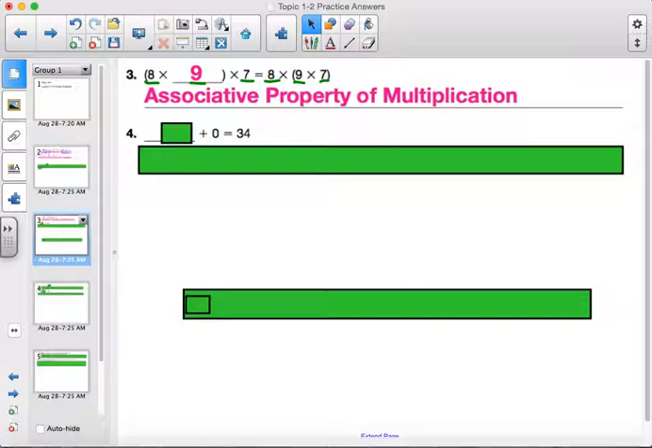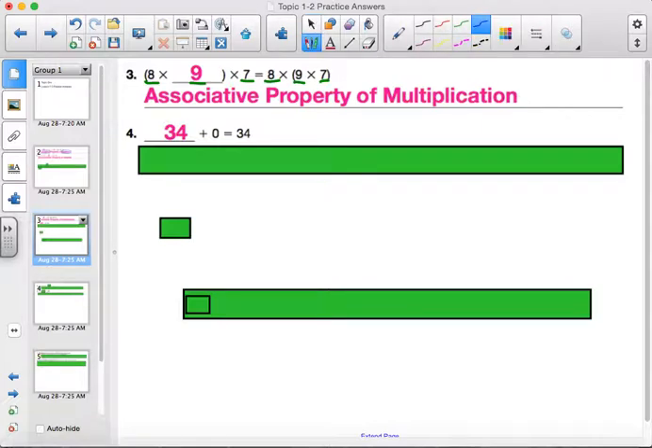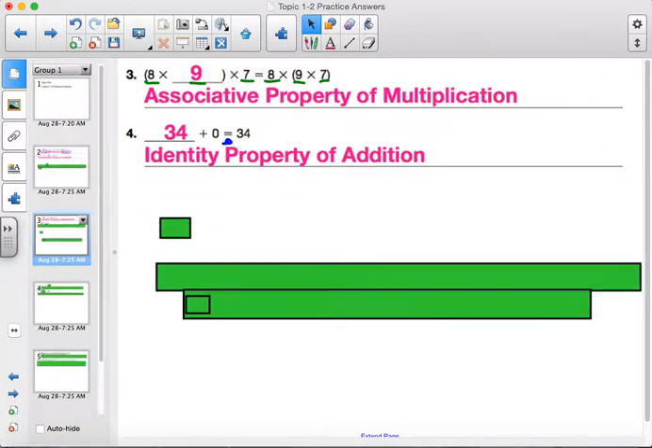All right, number 4. The missing number is 34. 34 plus 0 equals 34. Okay, and what we're trying to do is think of the equal sign as a balance. Okay, and you want to balance things out. And the property, of course, would be the identity property of addition. Any questions? It's good to ask questions.